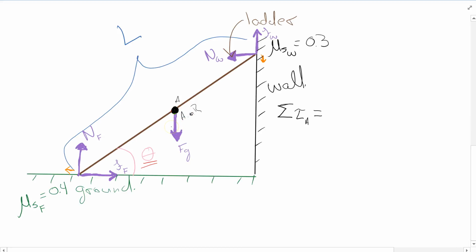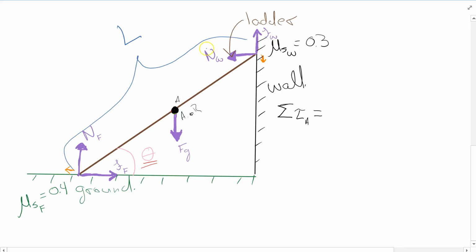So that leaves me with the normal force from the floor, the friction force from the floor, the normal force from the wall, and the friction force from the wall, all producing torques. So I'm going to start off with our positive torques and then end off with our negative torques. So remember that counterclockwise torques are positive.